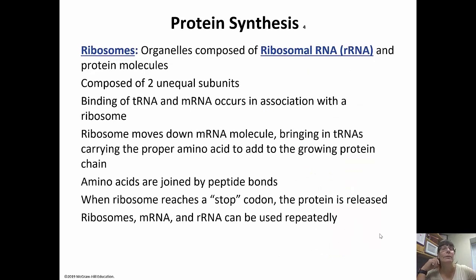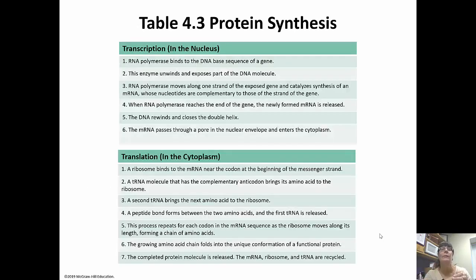Ribosomes are composed of ribosomal RNA. They have two unequal subunits, a large one and a small one. And what will happen is the messenger RNA binds to the small subunit, which locks down the large subunit. And that's going to be able to push the messenger RNA through the ribosome. Amino acids will be joined by peptide bonds. And then when the ribosome reaches the stop codon, the protein will be released. This is just summarizing transcription in the nucleus and translation in the cytoplasm.